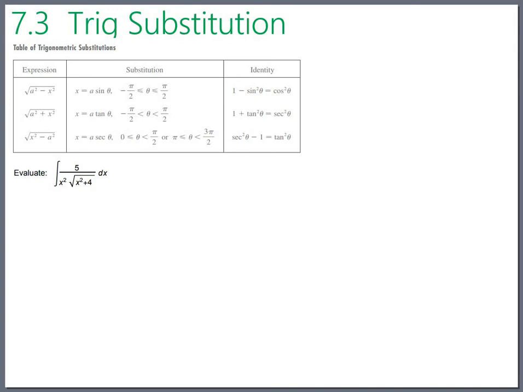Okay, let's look at another example with trig substitution. So this one we've got the form x squared plus a squared. They have it in the other order, a squared plus x squared, but there's this form right here. They suggest that you replace x with a times tangent theta. So let's work on making that substitution.